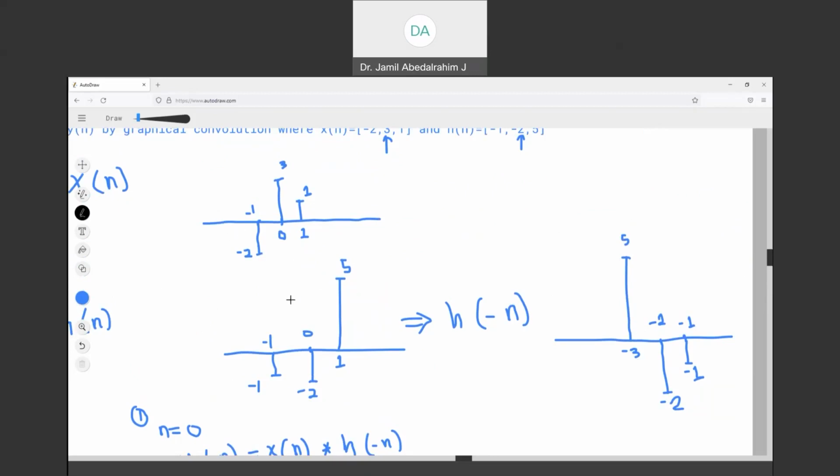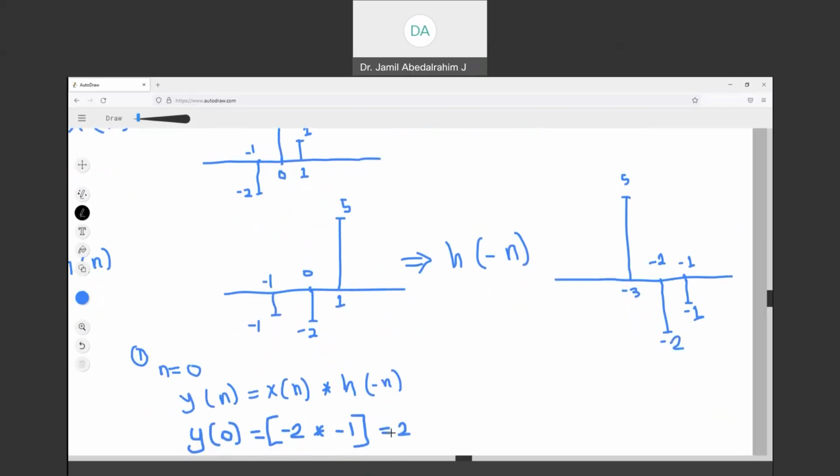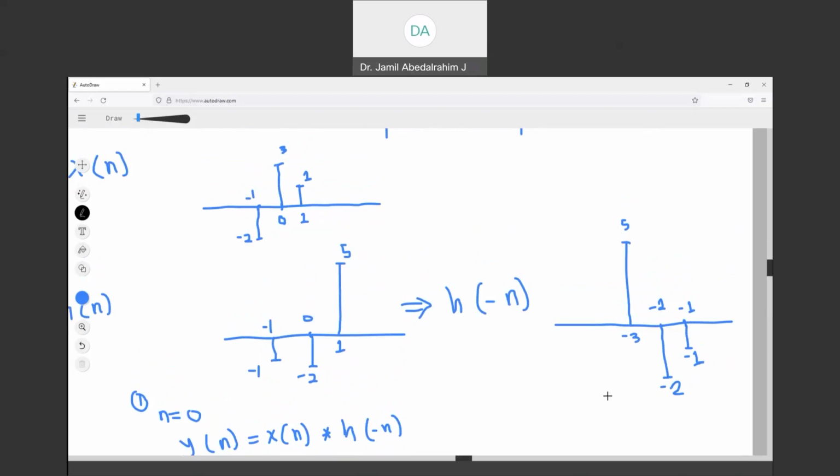Only at negative 1. Here we have a signal in both graphs. So the value is negative 2 here, and the value here is negative 1. We multiply them and we get 2, because these values have the same location at negative 1.